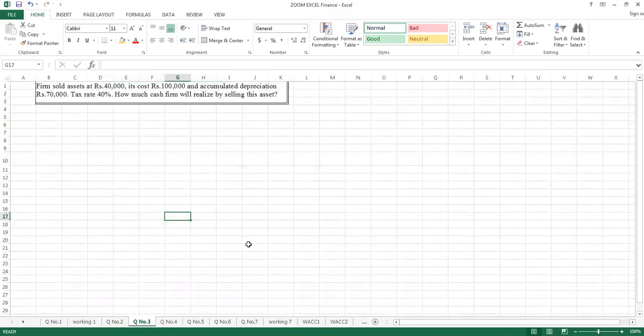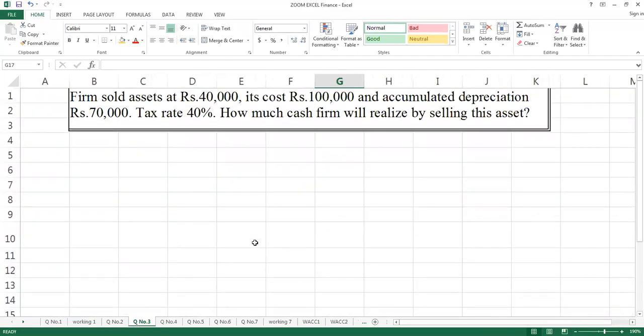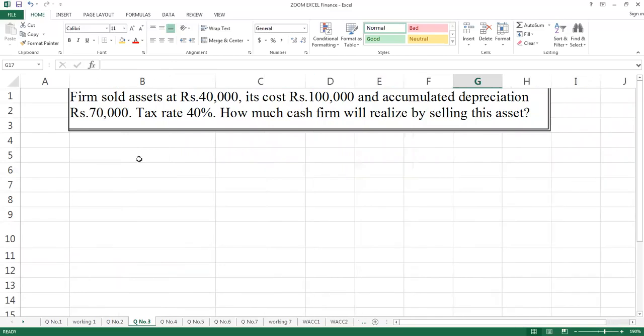Another thing that I am explaining here is this one. Now look, a firm sold assets at 40,000 and its cost is 100,000, accumulated depreciation is 70,000, and the tax rate is 40%. How much cash will the firm realize by selling this asset? It looks quite complicated, but if you know the basic concept of depreciation, then you can do it easily. Just take care where I will highlight how we calculate cash flow.